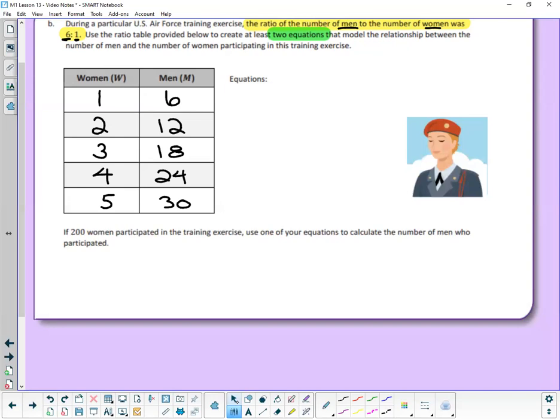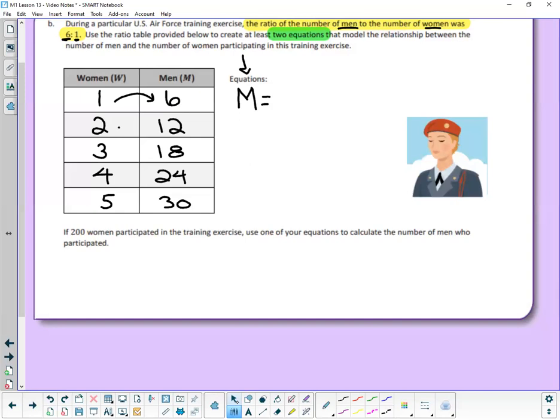First of all, if I want to figure out how many men took part in the exercise, what would I do to the number of women? In other words, I know how many women I have, and I want to figure out how many men. So this is what I'm trying to figure out. And now what would I do to the number of women to figure that out? Well, let's see. Here I've got 1 to 6. So I could either add 5 or multiply by 6.